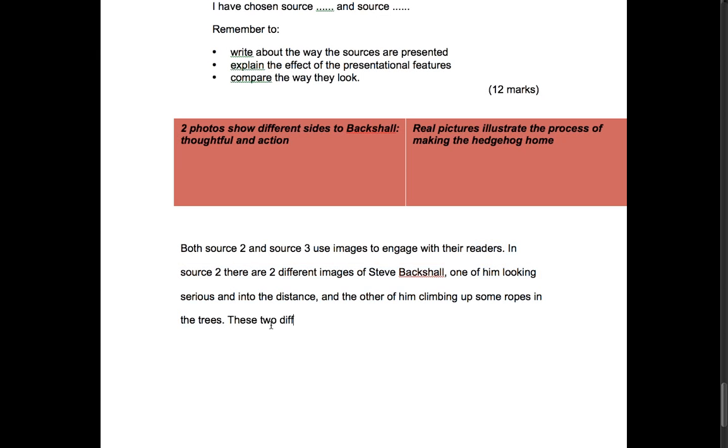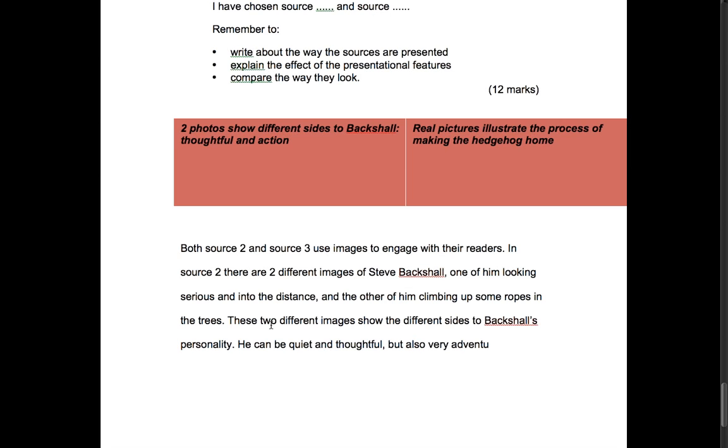These two different images show the different sides to Backshall's personality. He can be quiet and thoughtful, but also very adventurous. With a love of danger.